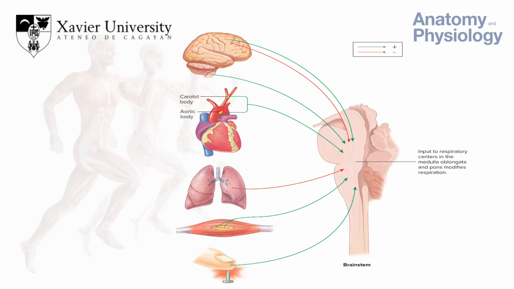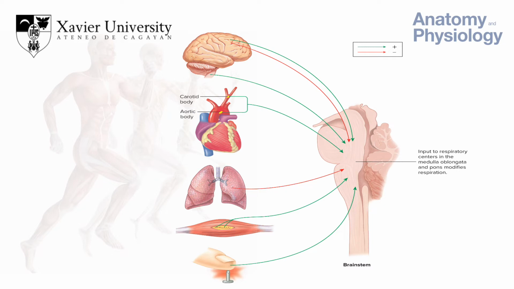So from this one, you can see the higher centers of the brain: the speech, emotions, voluntary control of breathing, and action potentials in motor pathways. Then the medulla, or the chemosensitive area, detects a decrease in pH and an increase in carbon dioxide through the chemoreceptors. The carotid and the aortic body chemoreceptors also detect decreased pH, increased carbon dioxide, but decreased oxygen.